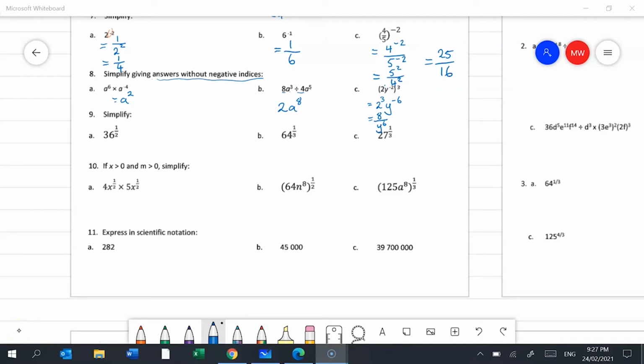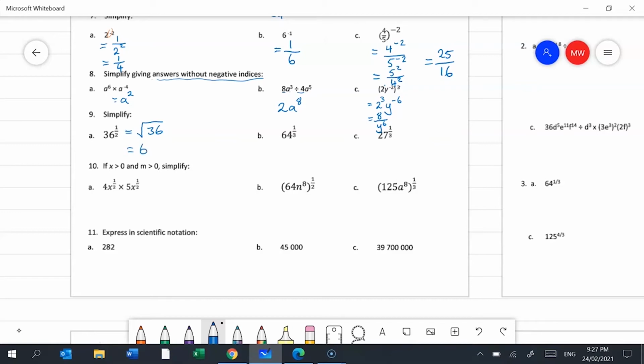Question 9's got indices that are fractions, and probably the easiest way to think about this is that the top number of the fraction stays with the 36 and the 2 controls the root. Okay, so in the first case it'll be a square root, in question B it'll be a cubic root. So question A will be the square root of 36. In other words, which number multiplied by itself makes 36, and the answer to that is 6.